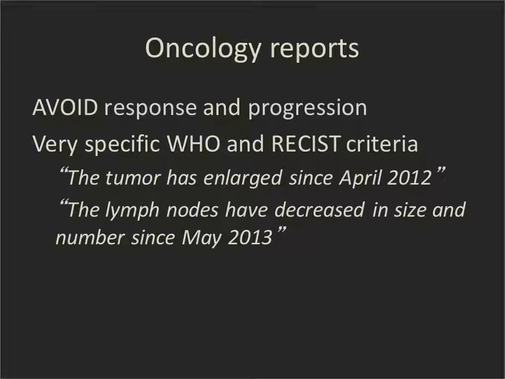Be careful in oncology reports in your interpretation. You want to try and avoid the terms response and progression because they're very specific WHO and RECIST criteria for defining something as responding or progressing. And they involve you taking a series of indicator lesion measurements, and it's what percent they added together, and whether they've changed a certain percentage and so on. And unless you want to be getting into that particular landmine there, I would suggest you try and just avoid those terms. So saying something's enlarged or decreased is fine. Just avoid those terms, response and progression.